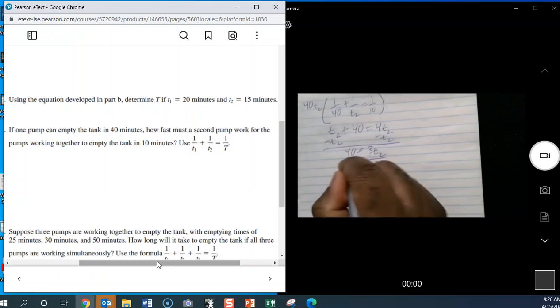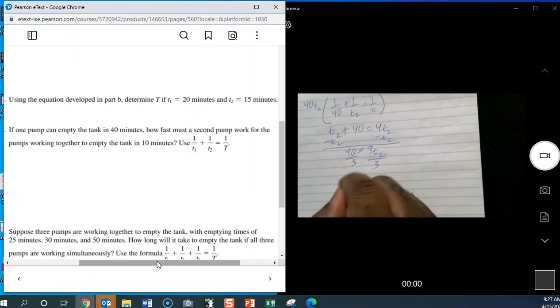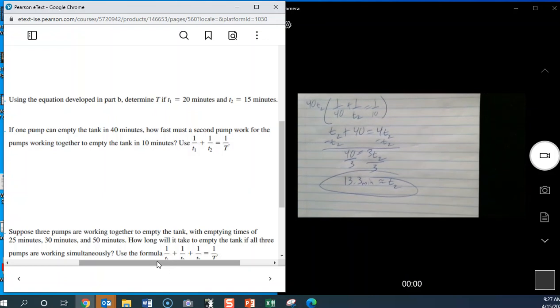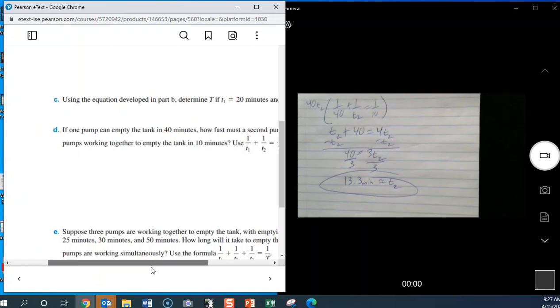We divide each side by 3. Now 40 divided by 3 would give us approximately 13.3 minutes. And that would be approximately equal to T sub 2. So that's about how fast that second pump has to be.